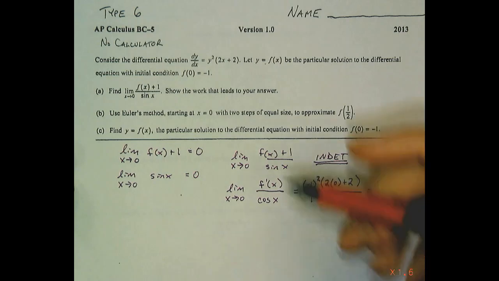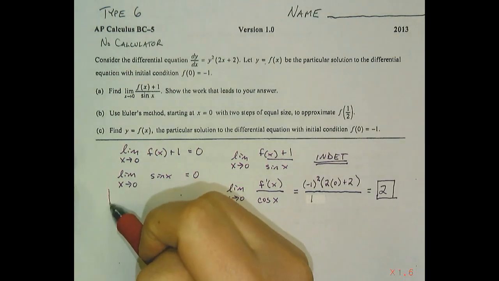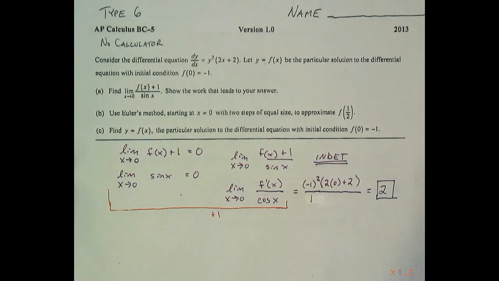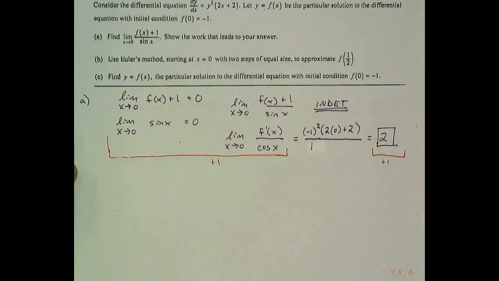AP grading wise, you get 1 point if you showed that L'Hopital's needs to be applied, and then if you're able to draw the correct conclusion, that gets you the other point. 2 out of the 9 points.